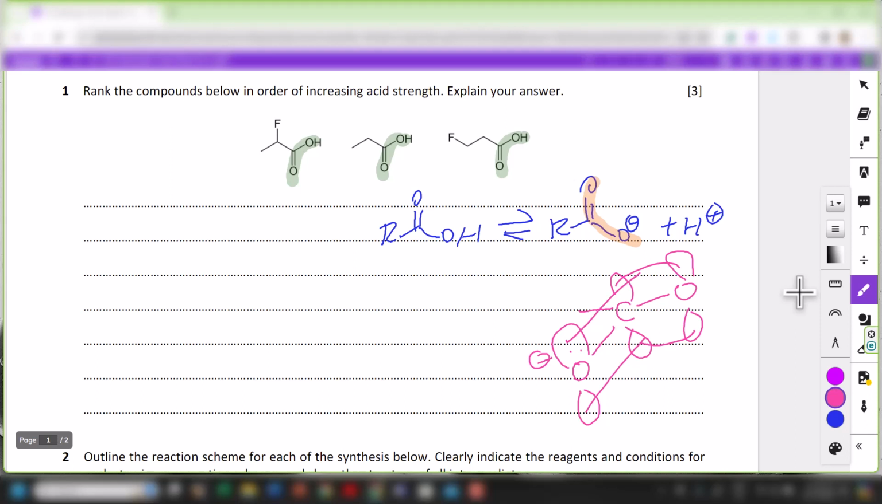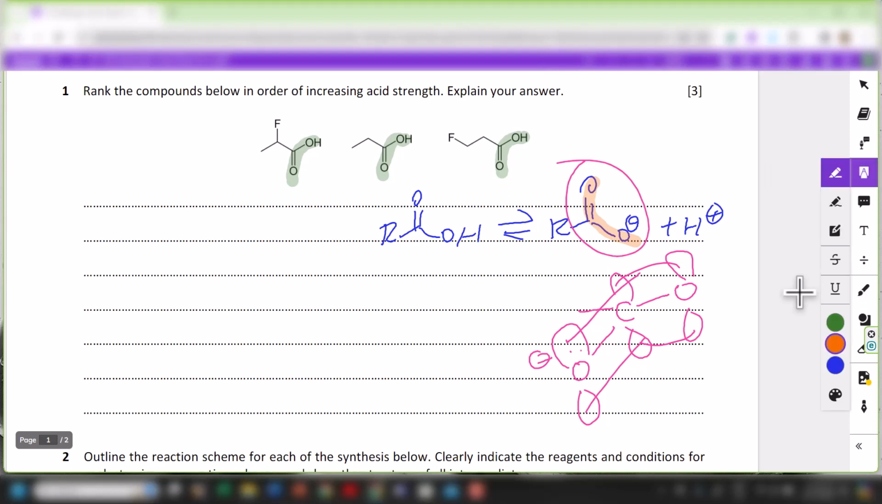For all the 3 acids given to us, the main idea we need to discuss is not so much about the stability of the carboxylate anion, but rather how this carboxylate anion is further stabilized. So what kind of factor will lead to its further stabilization? With that, we take a look at all our examples.